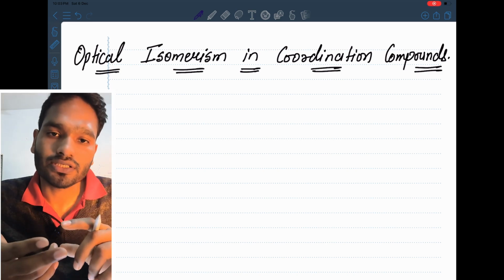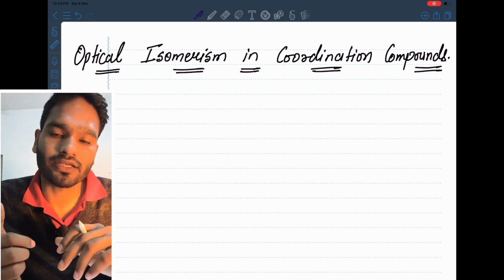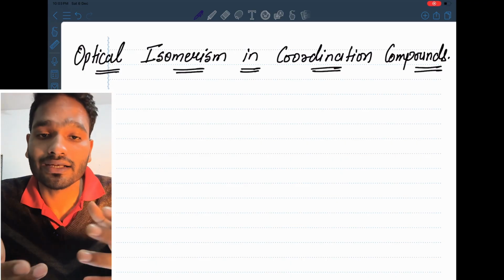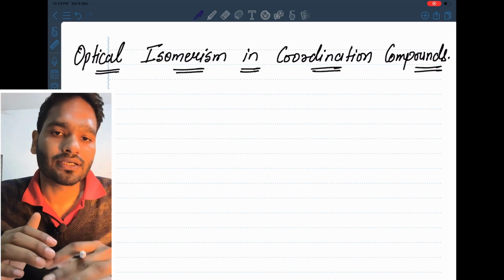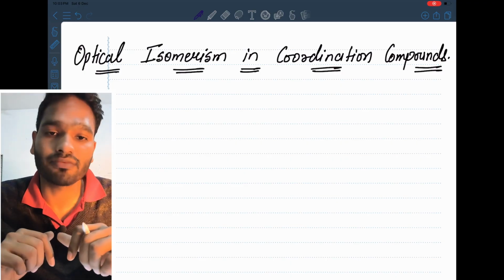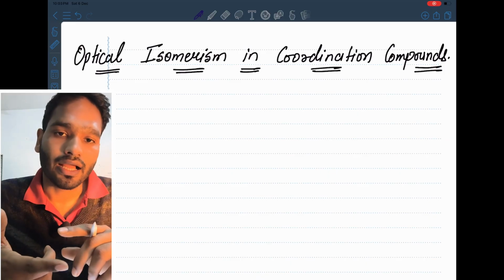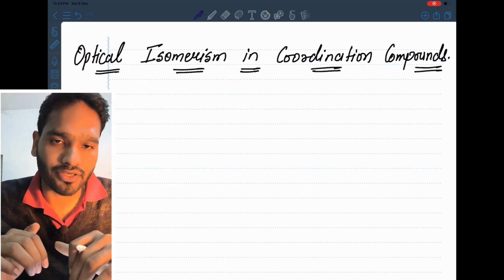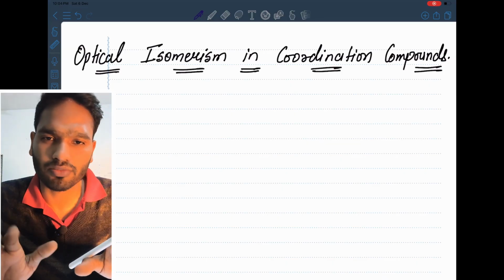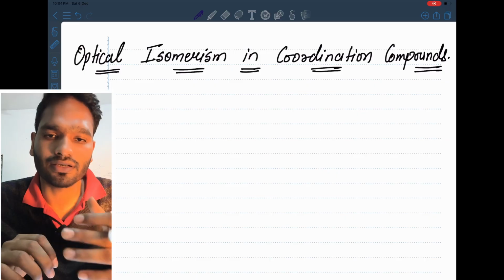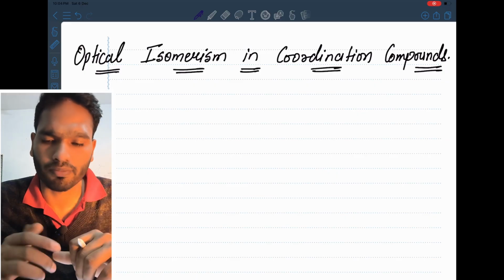So stereoisomerism is further classified into geometrical isomerism. Geometrical isomerism is cis and trans isomerism, or in the case of octahedral complexes it's facial and meridional. I will be showing you, and it will also be classified into optical isomerism. In this video I will be talking about optical isomerism only, but I will show you how you get geometrical isomerism in octahedral complexes.